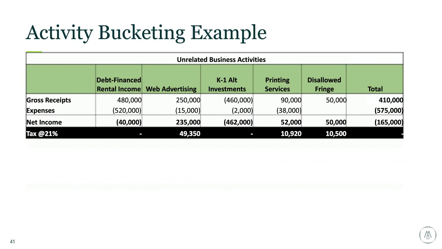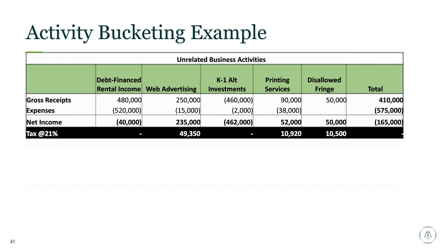In this example, we've got five different unrelated business activities. So we look at the gross receipts and the expenses to come up with the net income by activity for each of these buckets. And so debt finance rental income, we have a loss. Web advertising, we've got income of $235,000. Tax at 21% would be $49,000, and so forth. So when you add up all these activities, we have a total loss of $165,000.